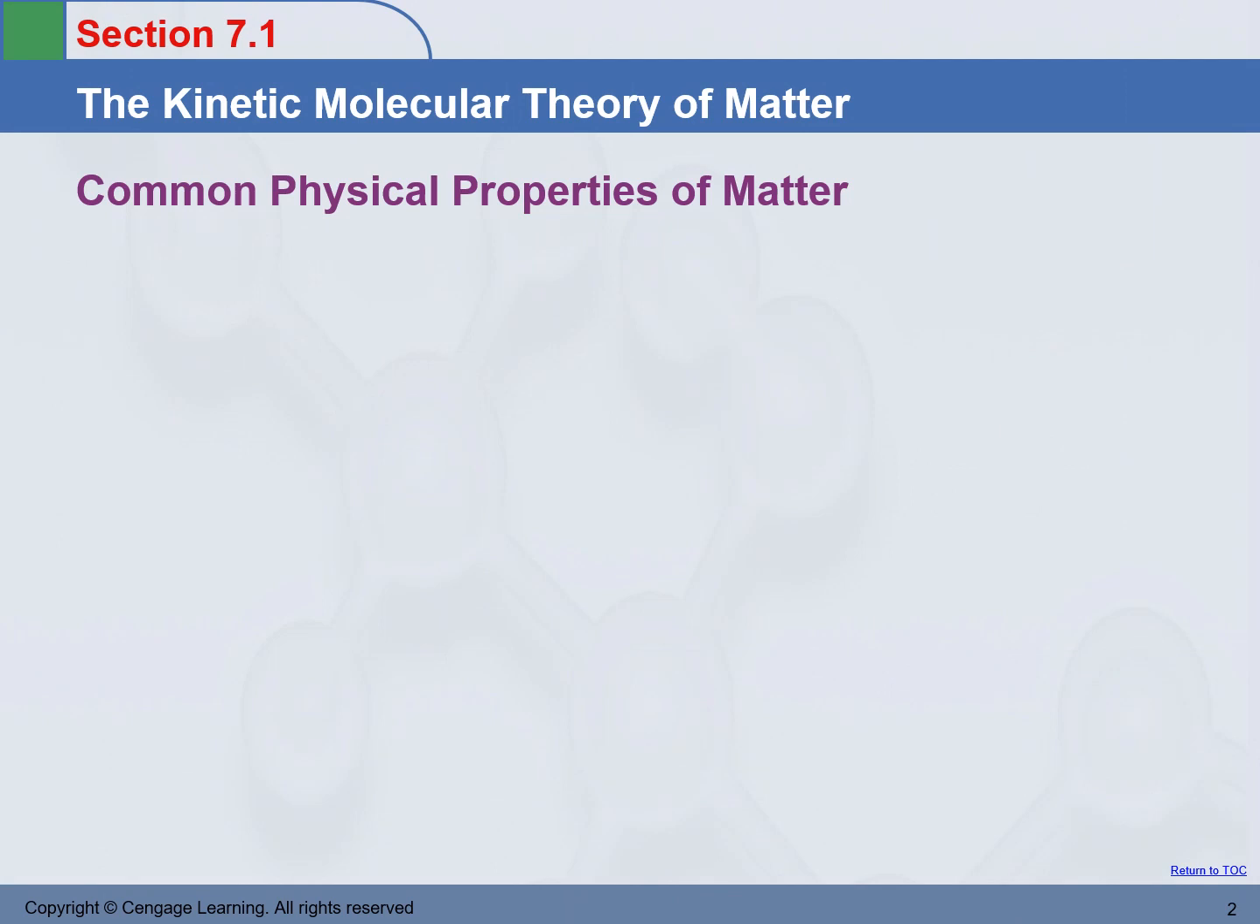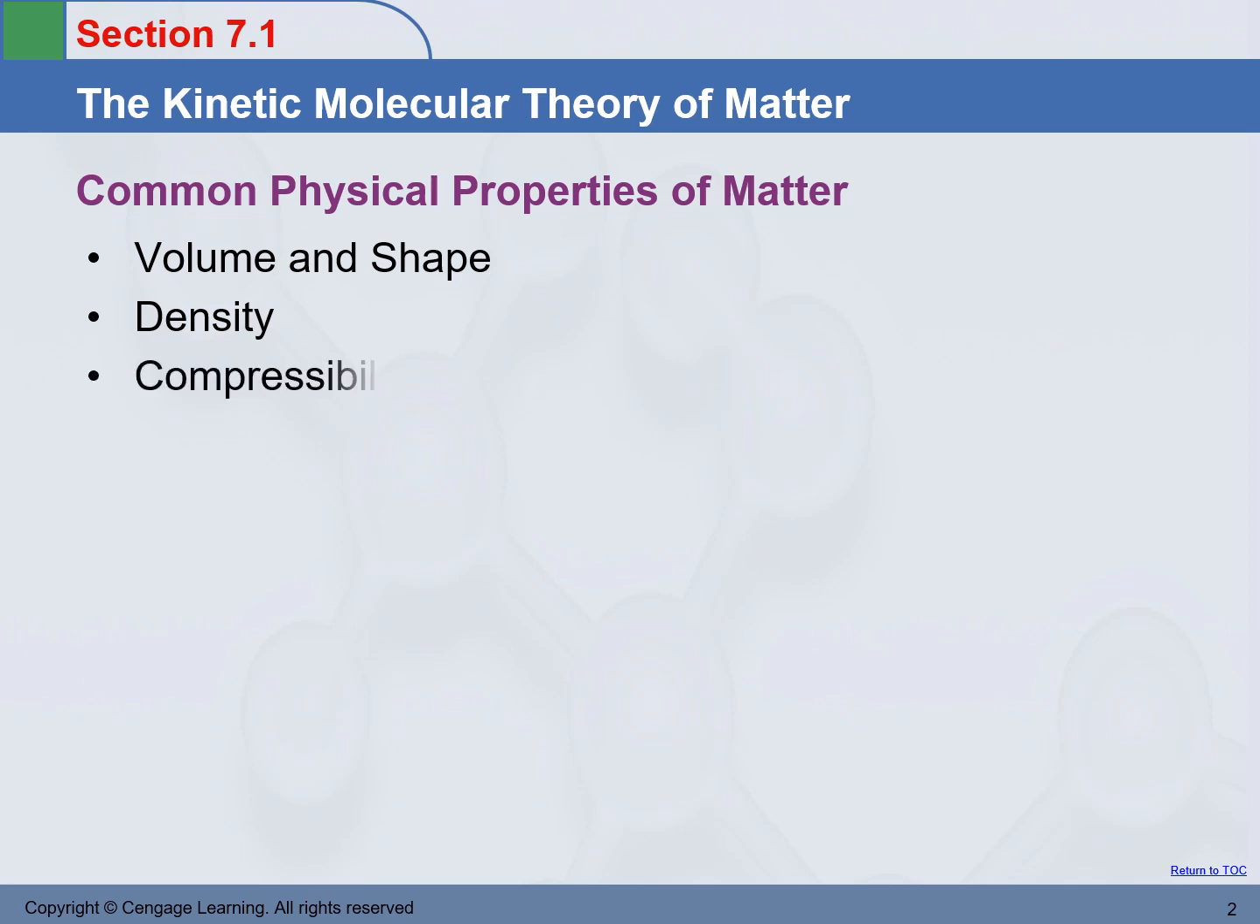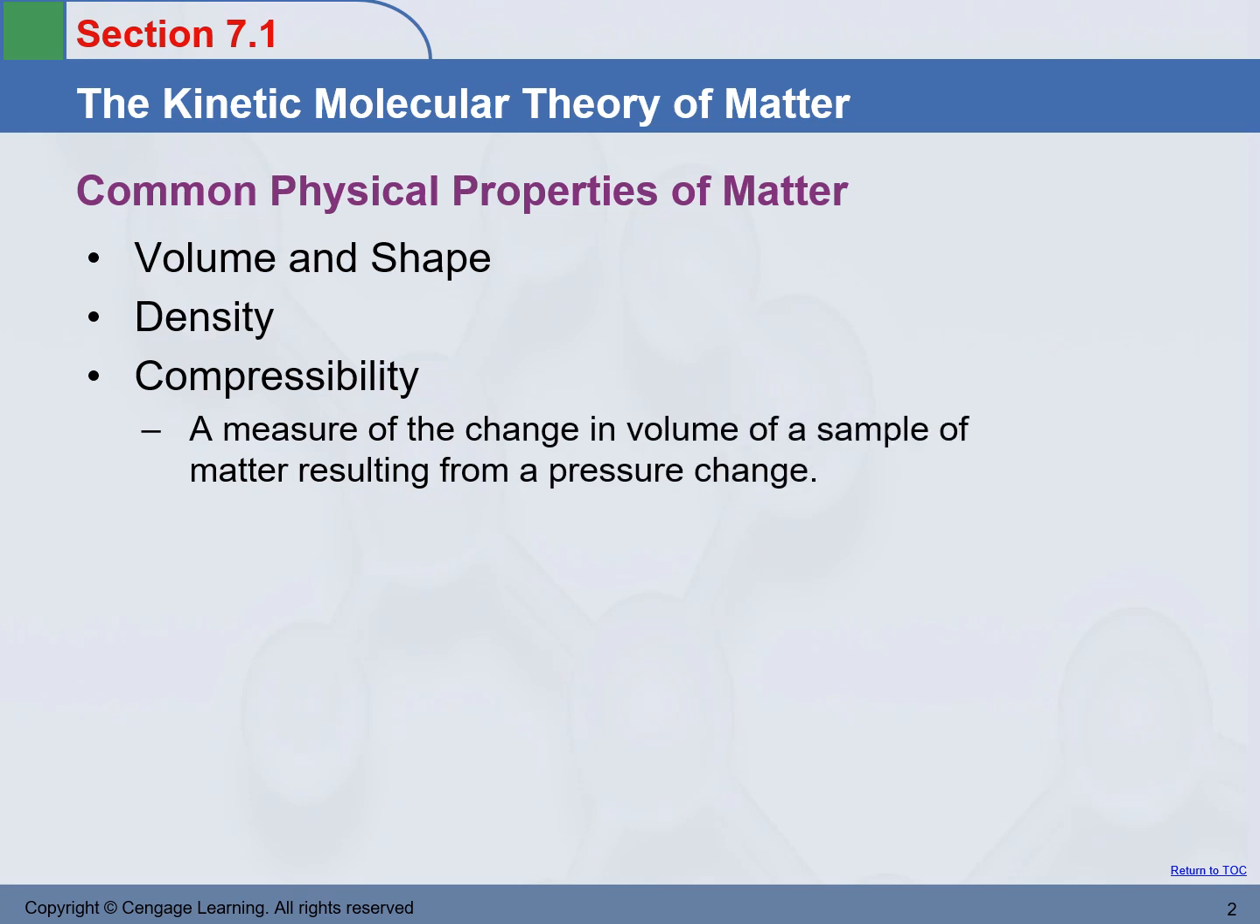Talking about physical properties of matter, here are the most common ones that are used to describe substances. Volume and shape, we know what they are. Density, we learned density in Chapter 2. Compressibility, this is something new for us. Compressibility talks about the change in volume in response to the change from a pressure. When pressure changes, how will the volume respond?